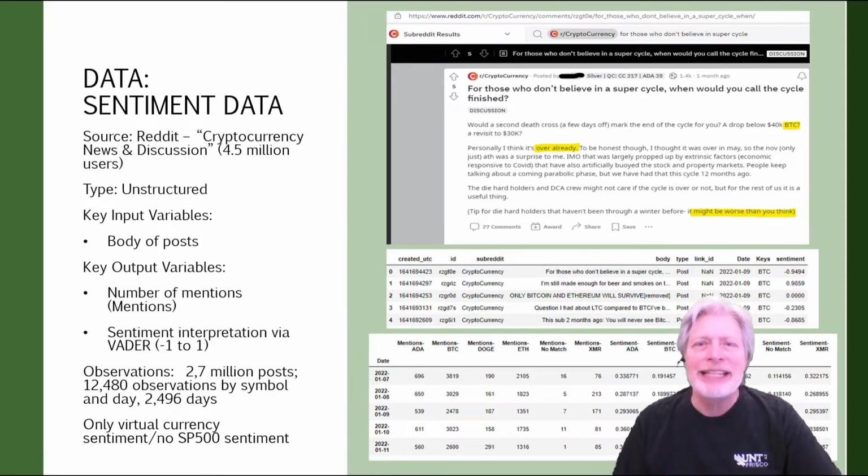The raw data was downloaded from the Reddit social media discussion platform called Cryptocurrency News and Discussion, with 4.5 million users. This data was a mix of structured and unstructured, with the key variable for my purposes being the unstructured body or text of each post. A programmatic search for posts referencing the selected coin names, nicknames, or symbols was downloaded with almost 3 million records.